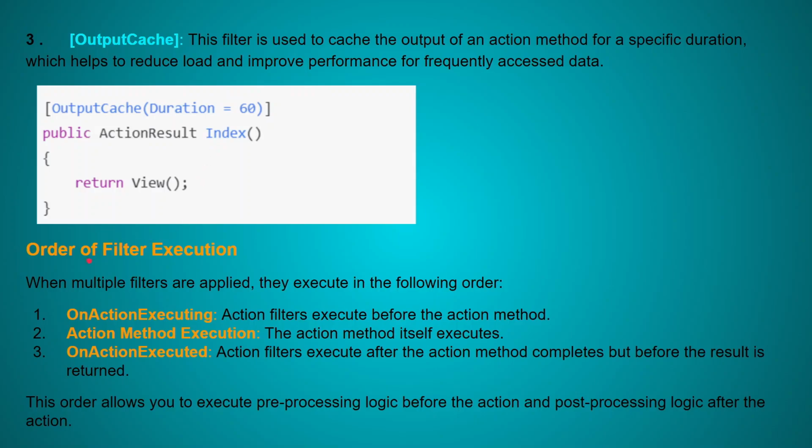Order of filter execution. So when multiple filters are applied, they execute in the following order. OnActionExecuting: action filters execute before an action method. Action method execution: the action method itself executes. OnActionExecuted: action filters execute after the action method completes but before the result is returned. This order allows you to execute pre-processing logic before the action and post-processing logic after the action.